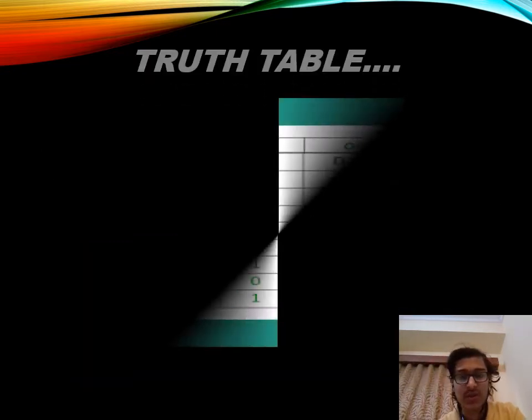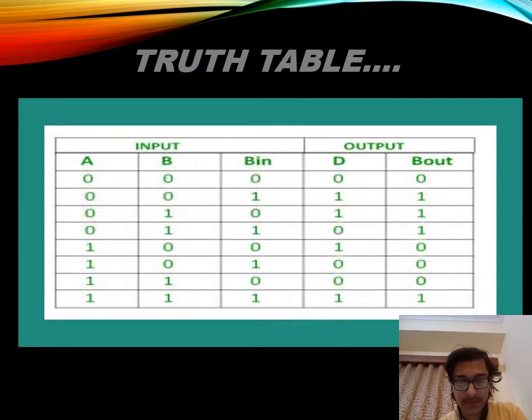So this is the truth table of the full subtractor. In binary terms, this is 0, this is 1, this is 2, this is 3, this is 4, this is 5, this is 6, and this is 7. We have 3 inputs and 2 outputs. A, B, and B in are inputs. We can also write it as C. And for outputs, we have D equal to difference and B out equal to borrow.